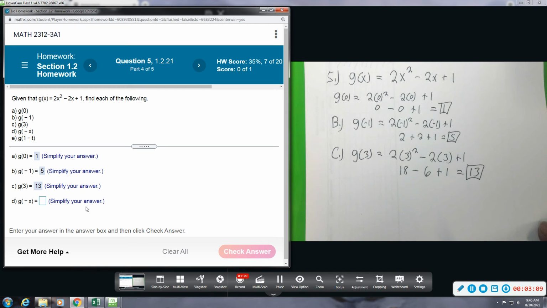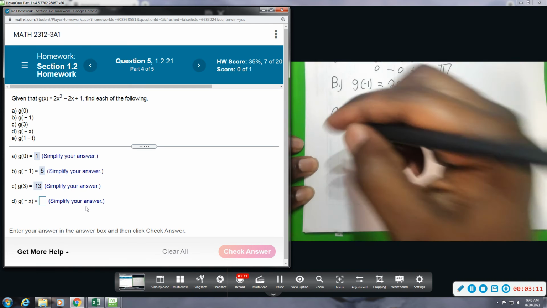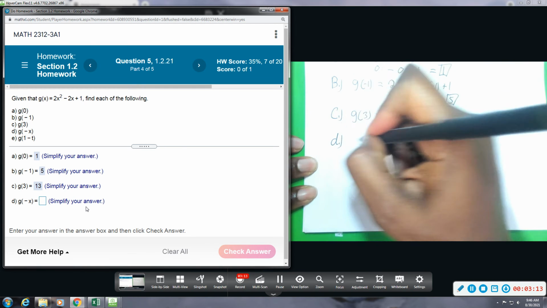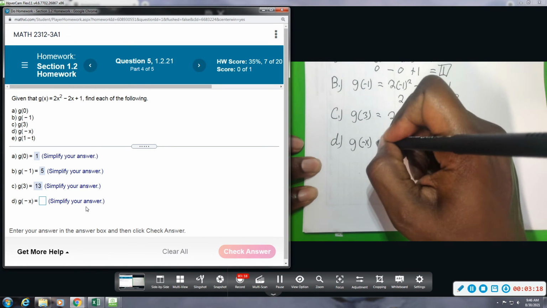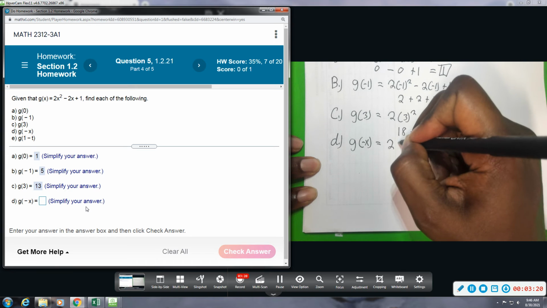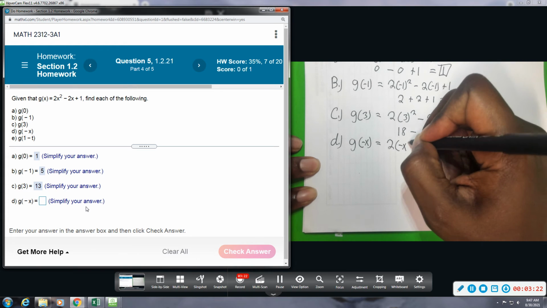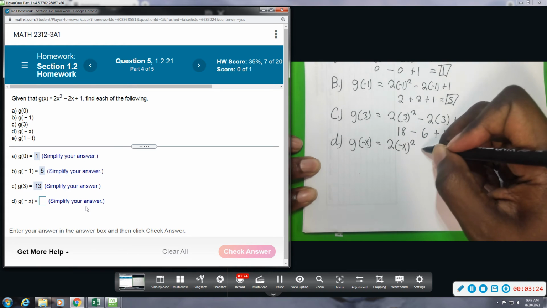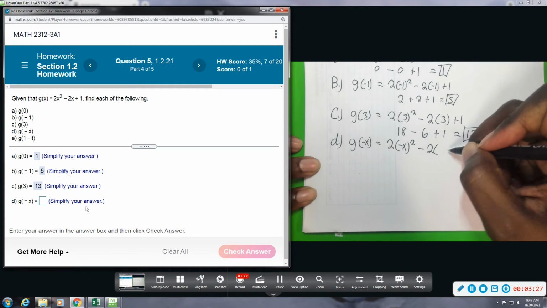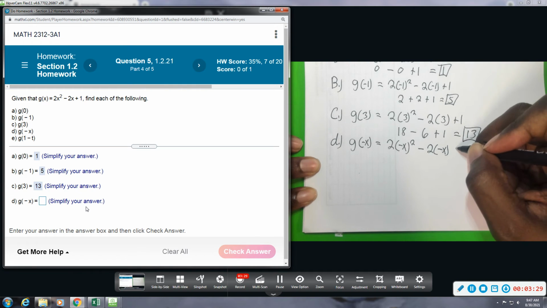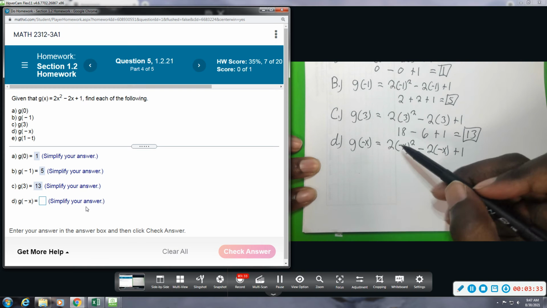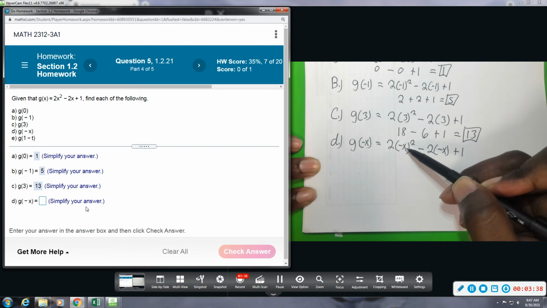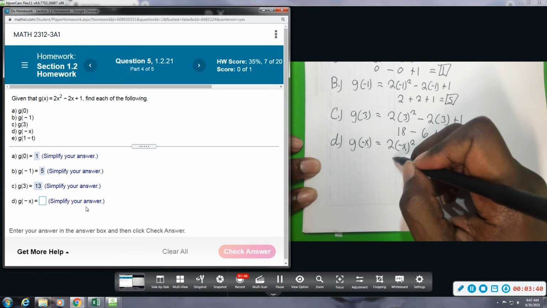D, we're just going to be plugging in a variable, negative x. So we're going to be doing g of negative x equals 2 parentheses negative x squared minus 2 parentheses negative x plus 1. All right, here we're still going to do the same thing. We're going to square a negative x. So negative x times negative x would be a positive x squared. And then that's all we can do.